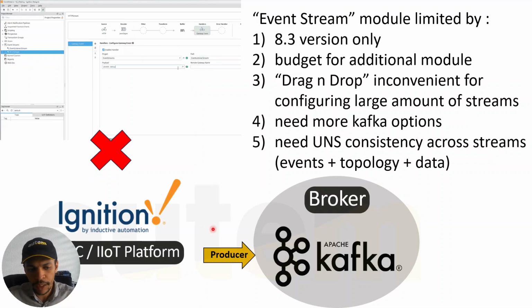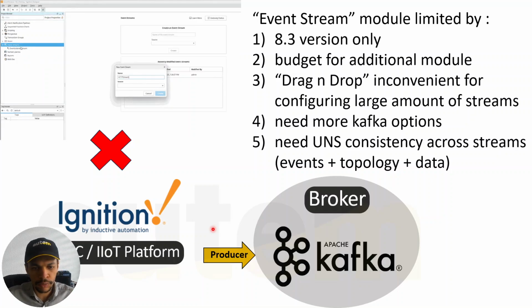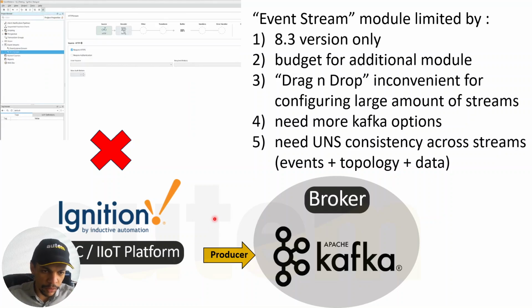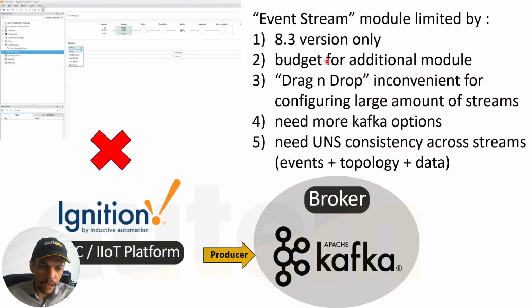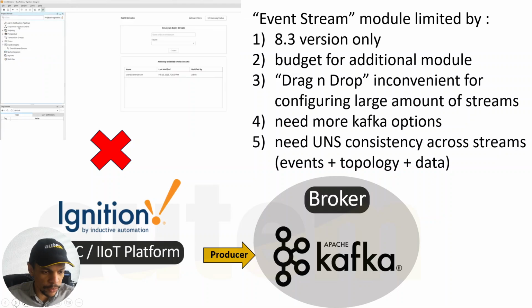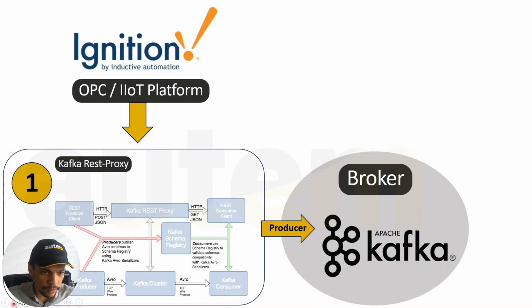So that's why we need more options, more scripting power in order to integrate Ignition with the Kafka broker. Of course, if you just have 5 or 10 data points, go with the event stream module. But if you need more, definitely you need to consider other options. So what are the other options?